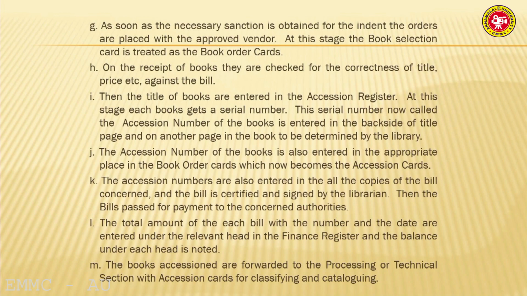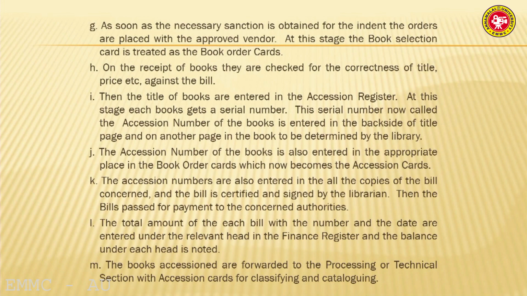In the accession register, we have to write the title of the book, the author, the amount of the book, and where we purchased it, that is the mode of purchasing, through the vendor or a publisher. When it is received, whatever the cost is, we should enter everything in the accession register. Then on the left side of the accession register, we put a serial number. That number is nothing but the accession number for the particular book. The accession number is also entered in the appropriate place of the book order card, which now becomes an accession card. So the book selection card is now called an accession card.